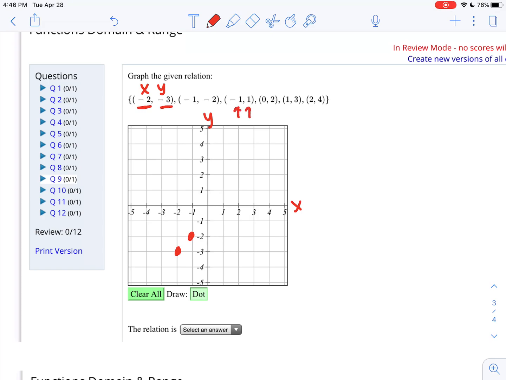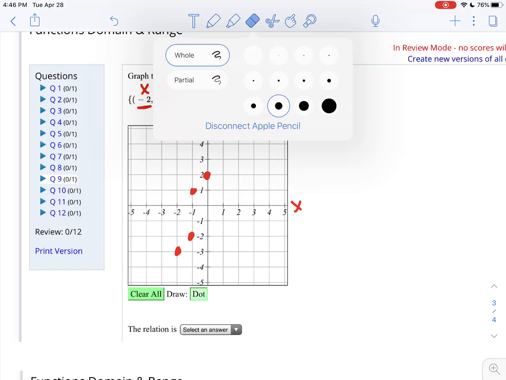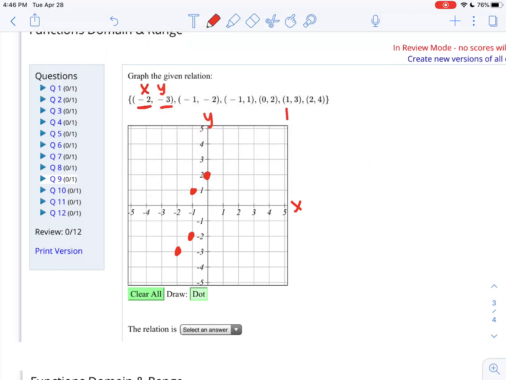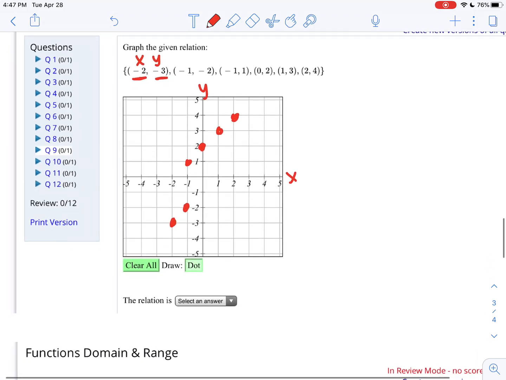Okay, this tells you left 1, up 1. Left 1, up 1. This tells you don't go left or right. So you stay at 0, but you're going to go up 2. Okay. This tells you, because it's positive, you're going to go right 1 and then up 3. This is right 2, up 4. Okay. Now you don't connect these, you're just going to draw the dots.